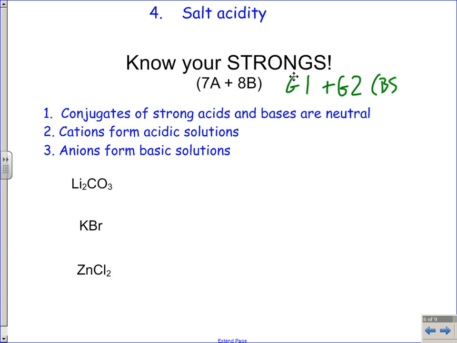Now, our big 3 rules with salt acidity: conjugates of strong acids and bases are neutral. Cations form acids if it doesn't fit above.